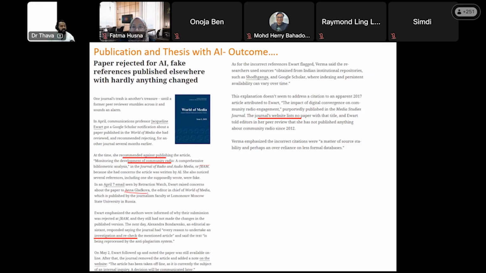She is the editor-in-chief. This was the first reviewer. Okay, first reviewer. The editor-in-chief of World of Media, this is the journal name, World of Media, Scopus Q1, which is published under Journalism Faculty at Lomonosov University. Now, the reviewer emphasized that the authors were informed of why their submission was rejected in the first journal. She said already. But they did not make any changes before they submitted to this new journal.